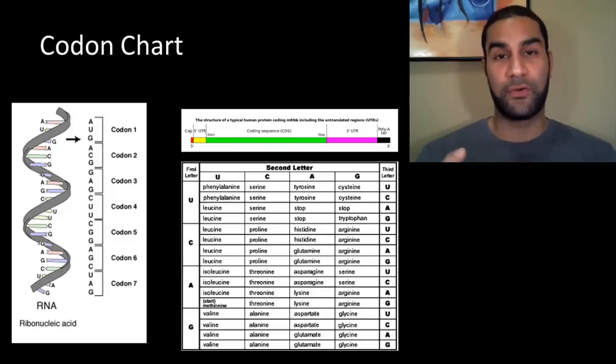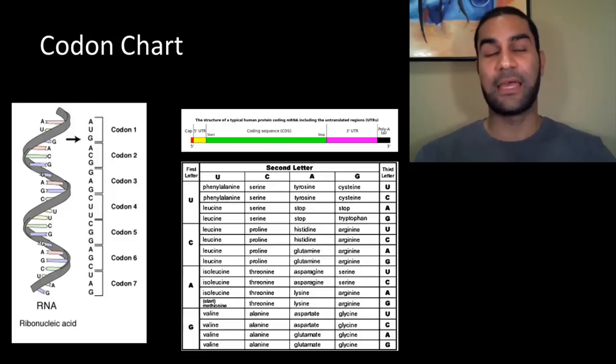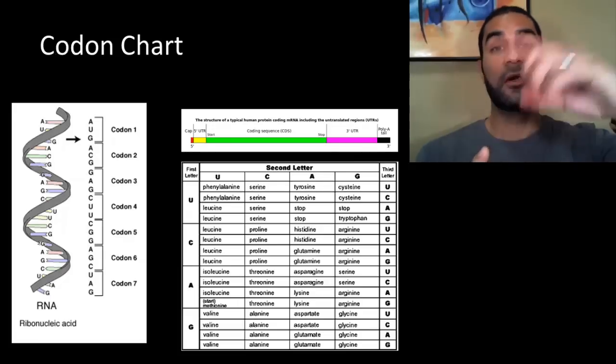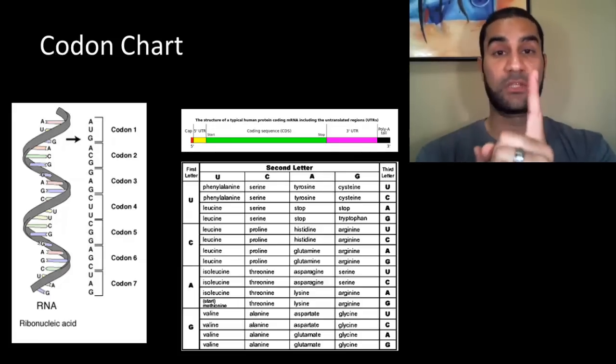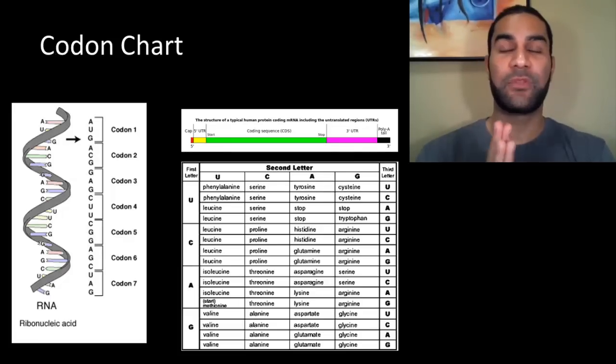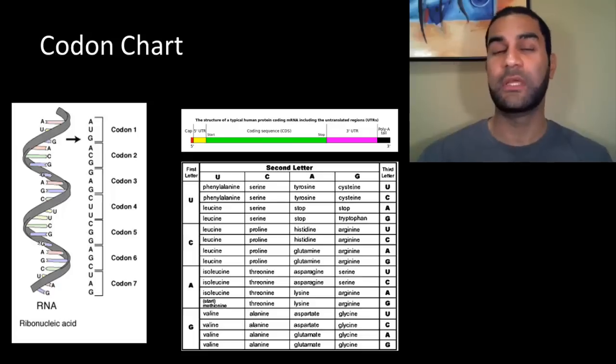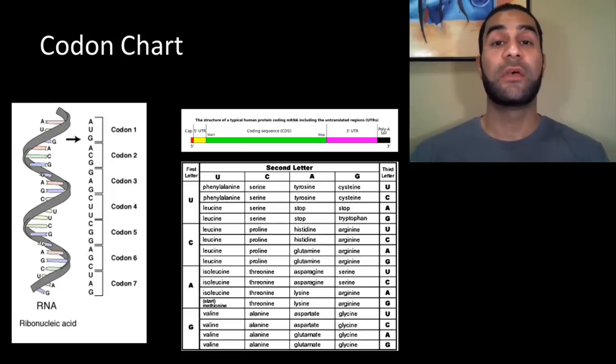So the start codon is that first codon that's going to actually attract a tRNA, which means it actually has with it a particular amino acid. So anytime we're thinking about a start codon, there's only one. It's called AUG. The amino acid that it attracts is called methionine.